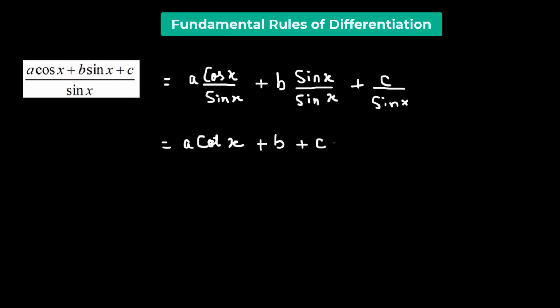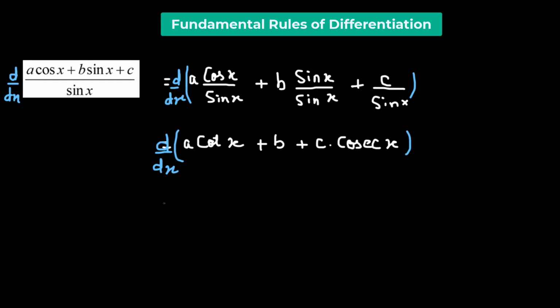Now we have c times 1 over sine x. So 1 over sine x is simply equal to the cosecant function, so we have c cosec x. Now we're going to determine the derivative. We're going to find the derivative of each of the terms, so that will be finding the derivative of our given function, which will be d over dx of a cot x plus b plus c cosec x.